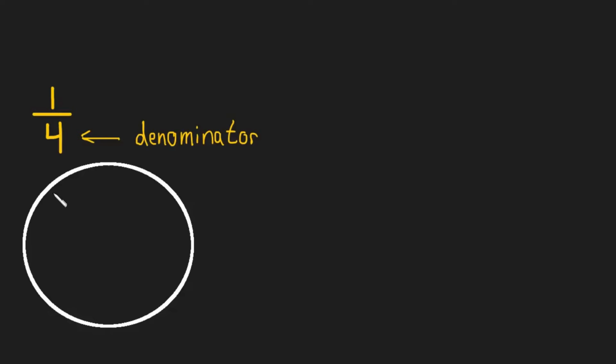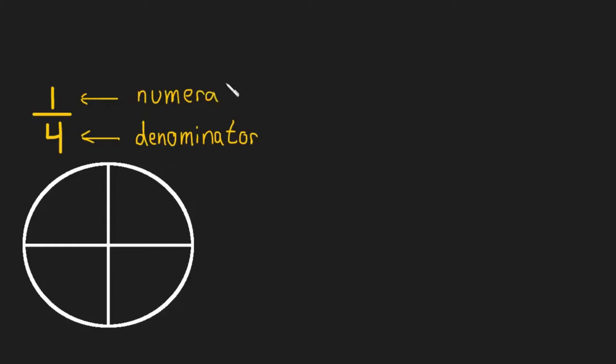Now it's important that you remember that the pieces are equal sized. They're always equally sized pieces. So there we go. We've cut this pie into 4 equally sized pieces. Now the top number, its name is the numerator, and it tells us how many pieces of that pie we have. So in our case, we have 1 of the 4 pieces.